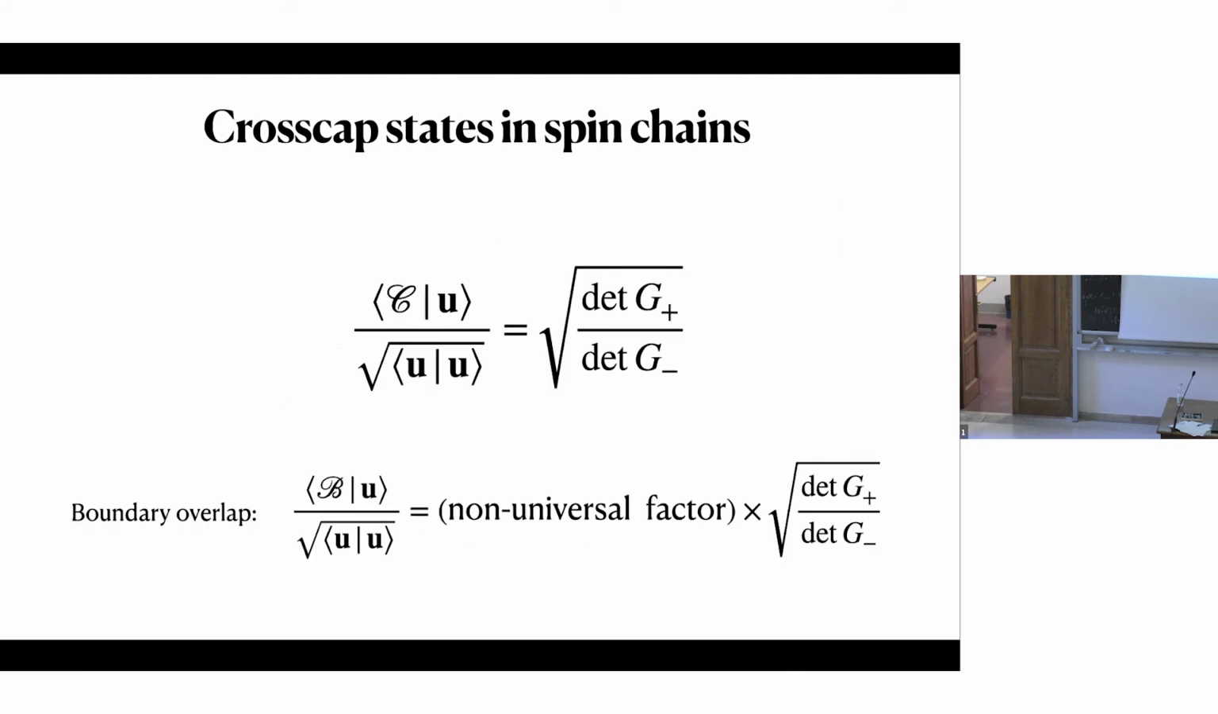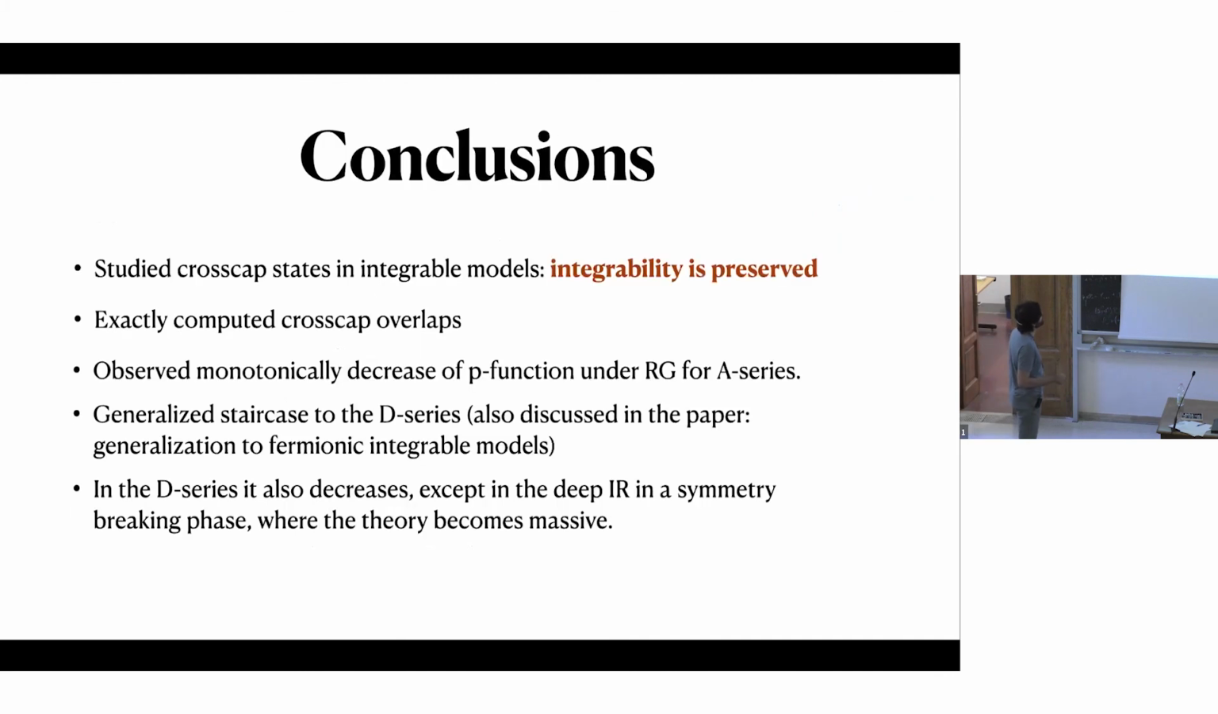Okay, so for example, as an analogy with the boundary overlap, in the boundary case you also have this ratio, but you have some non-universal factor here that depends on the details of the boundary. So in a sense, you can think of the cross-cap as the simplest possible boundary state formally.